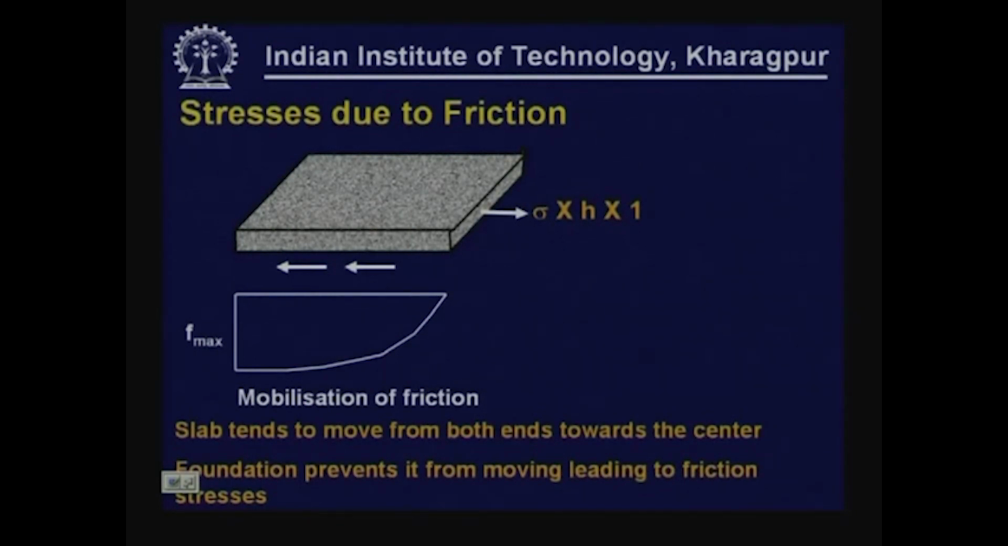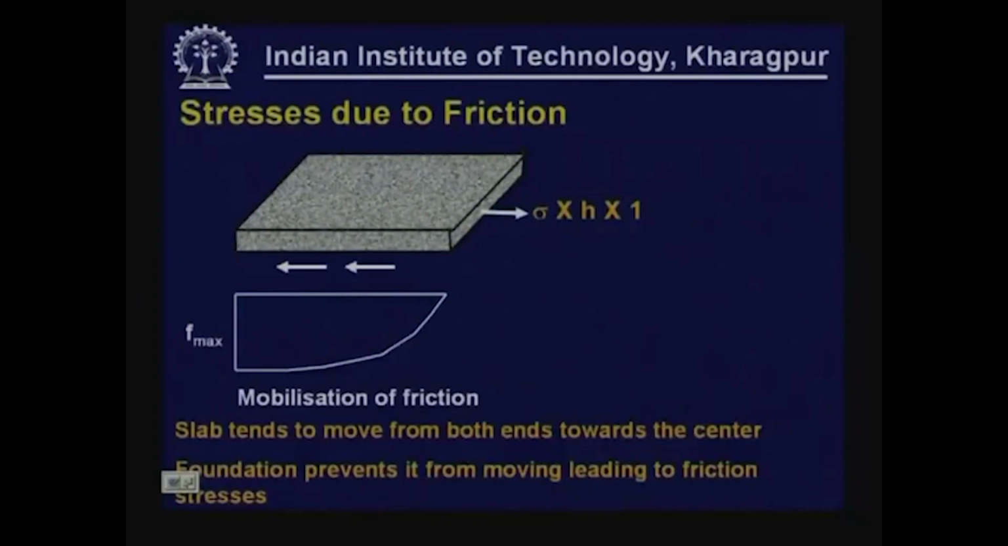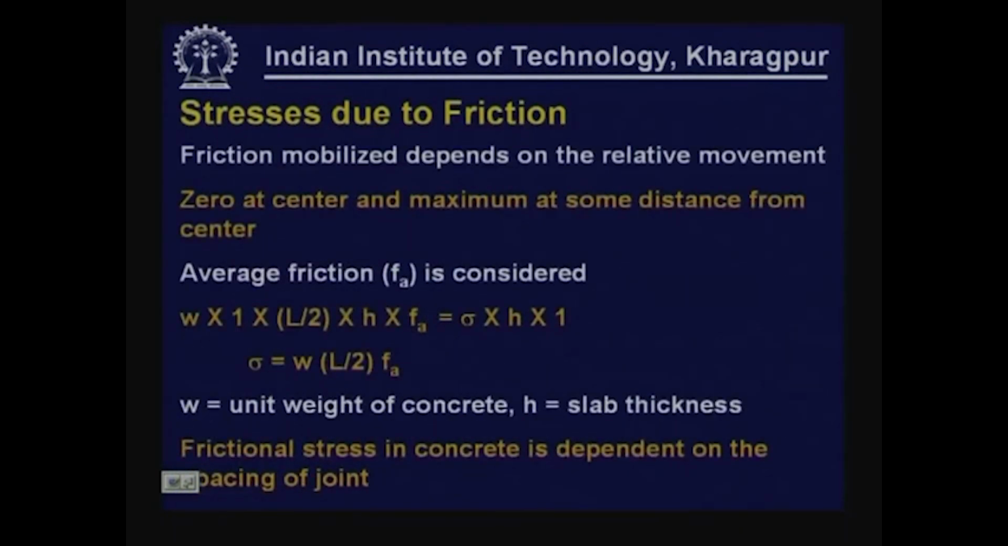These slabs tend to move from both ends towards the center. Foundation prevents it from moving, leading to frictional stresses. The restraint provided by the foundation to the movement of the slab, that is the reason why stresses are going to be caused. Main reason is that either the slab is trying to move or the foundation is trying to move. So, one is restraining the other one. Normally, we are concerned about the contraction of the slab because of reduction in temperature, that being restrained by the foundation. So, the friction is mobilized there, the corresponding stresses are going to be generated in the slab. So, this can easily be calculated.